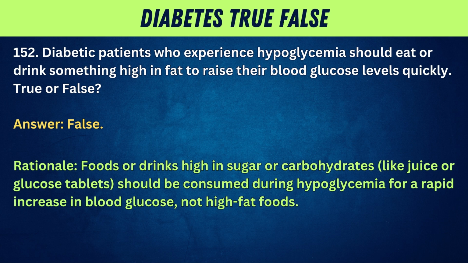152. Diabetic patients who experience hypoglycemia should eat or drink something high in fat to raise their blood glucose levels quickly. True or false? Answer: false. Rationale: Foods or drinks high in sugar or carbohydrates, like juice or glucose tablets, should be consumed during hypoglycemia for a rapid increase in blood glucose, not high-fat foods.